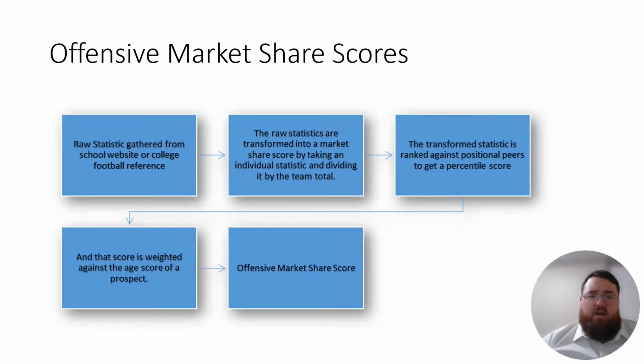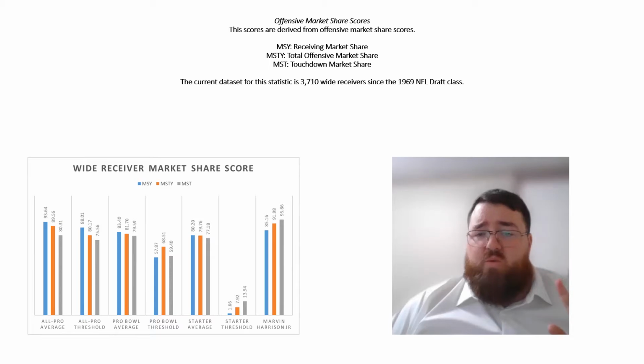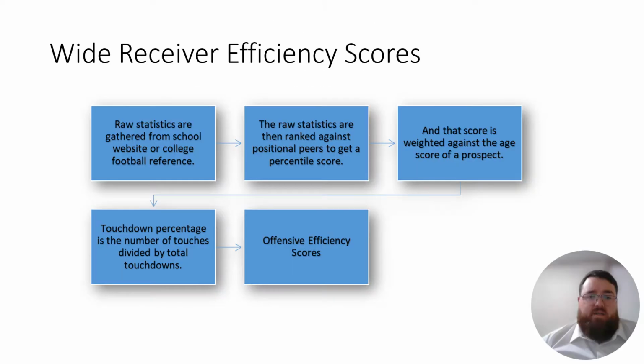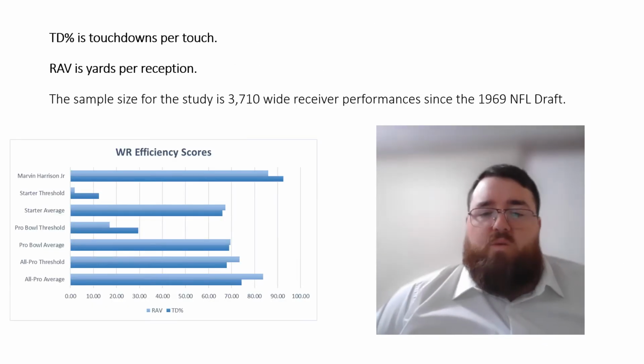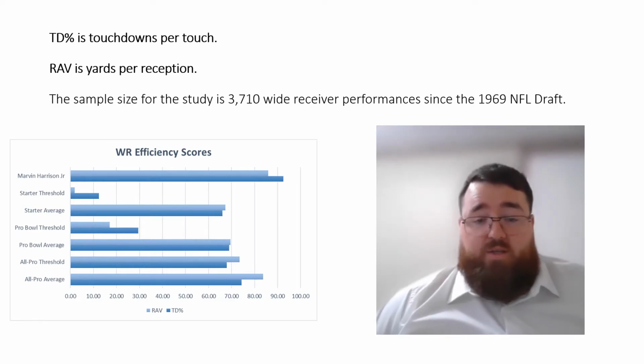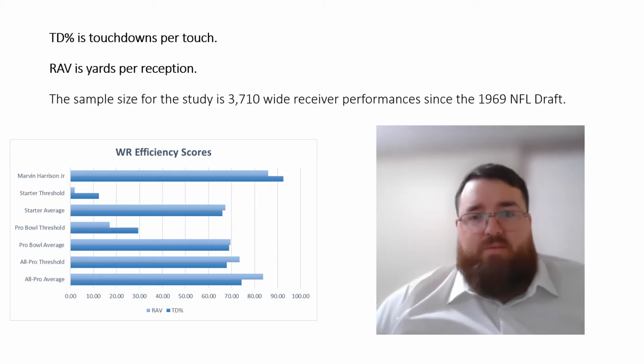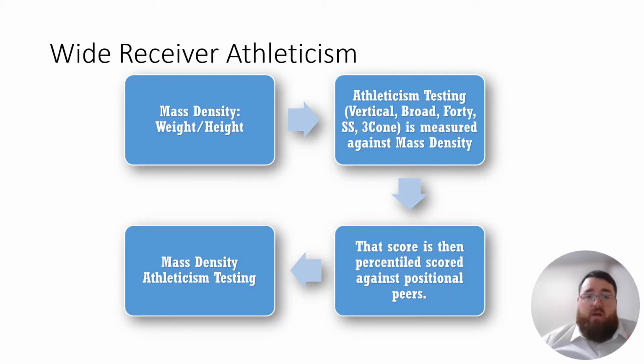When you look at his market share production, so now we're actually going to get into his actual production data. He had extremely good receiving market share, total offensive market share, and touchdown market share traits. He also had great efficiency scores as well. All those scores were in the 80 to 90 percentile in terms of touchdowns per touch and yards per touch, or receptions per touch. Yards per reception, excuse me.